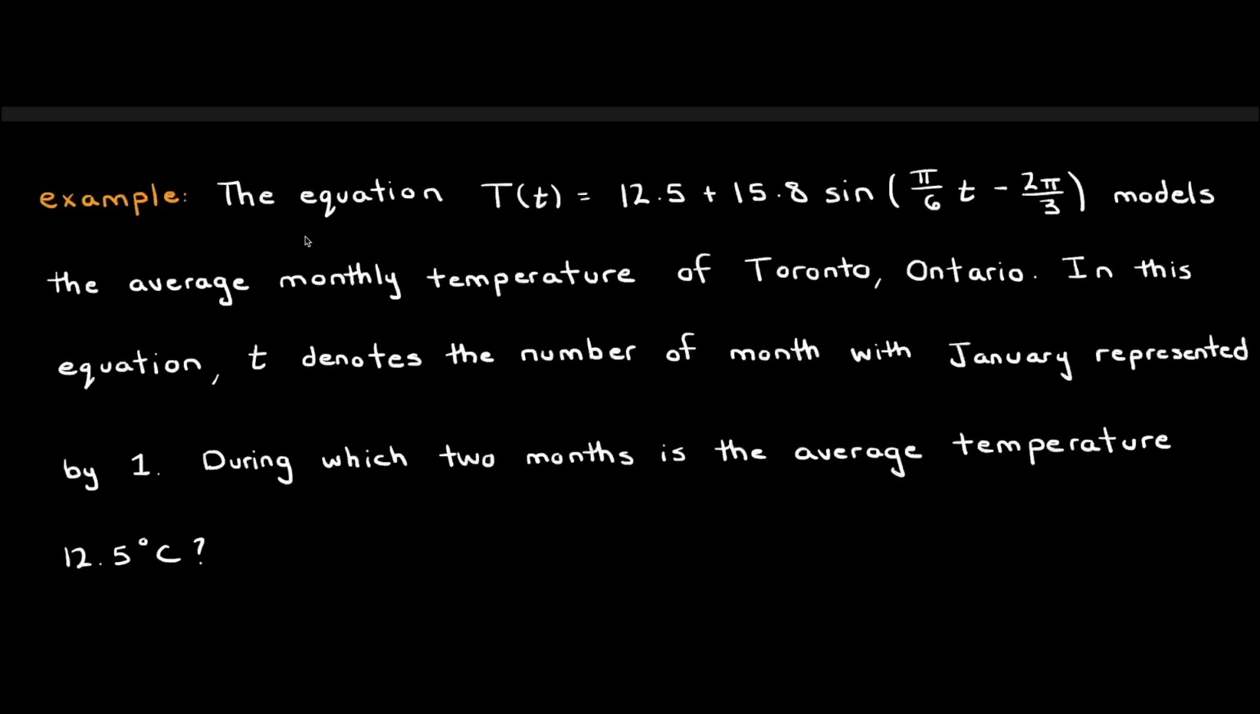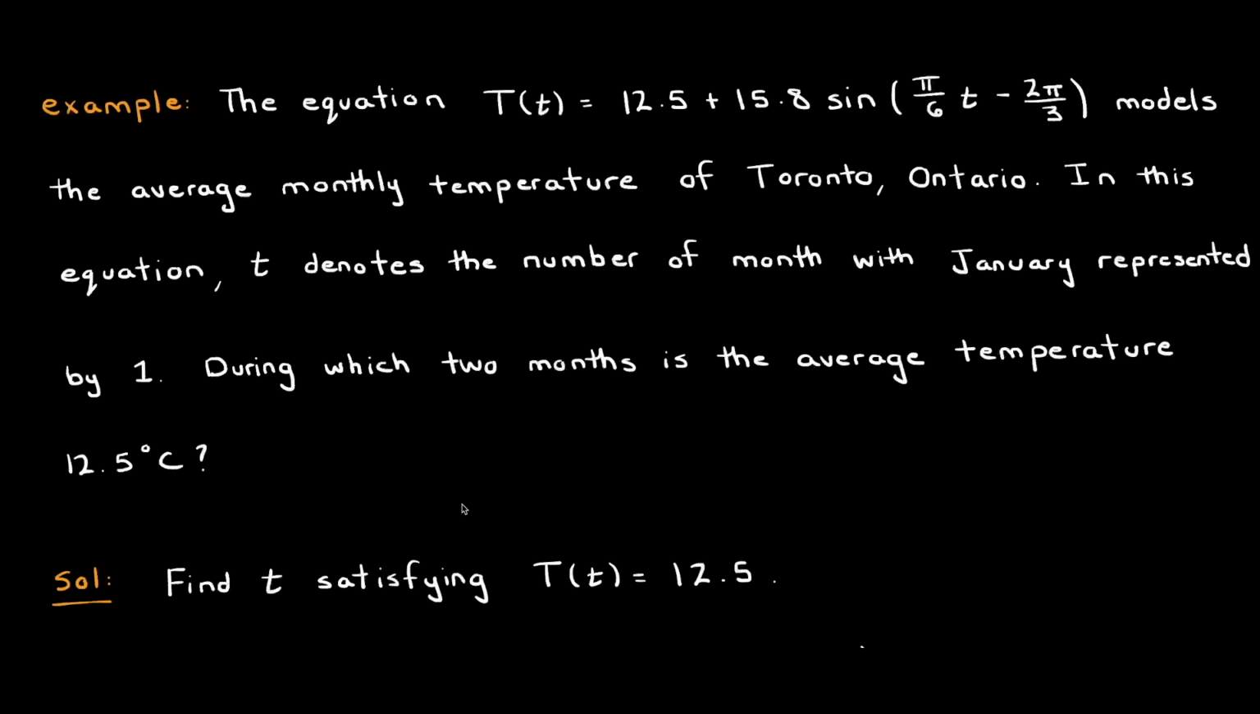Here's the first example. In this problem, we are given an equation that models the average monthly temperature of Toronto, Ontario. In this equation, T denotes the number of months, with January represented by T equals 1. So when you plug in T equals 1, that is the average monthly temperature for January. When you plug in T equals 2, the equation will output the monthly temperature in February, and so on. And so the question is asking, during which 2 months is the average temperature exactly 12.5 degrees Celsius?